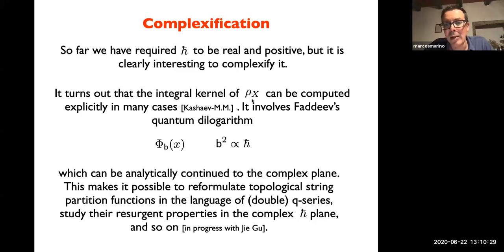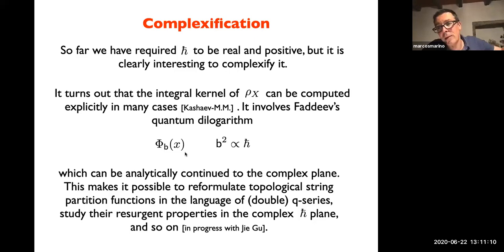that the integral kernels of operators coming from mirror curves involve in a very crucial way Faddeev's quantum dilogarithm, what some people call the non-compact quantum dilogarithm. So this is a function of X labeled by a parameter b. And it turns out that b squared is related to the H bar of the problem. So the quantum dilogarithm of Faddeev has this beautiful property that you can define it, you can actually extend this definition to the full complex plane of b squared, except maybe the negative real axis, okay?